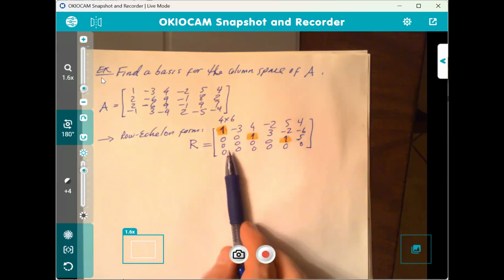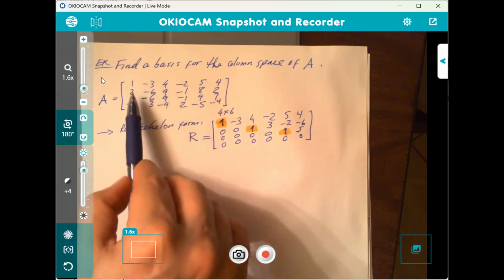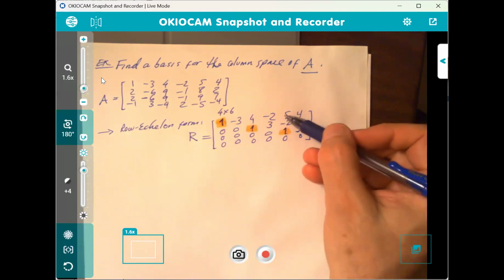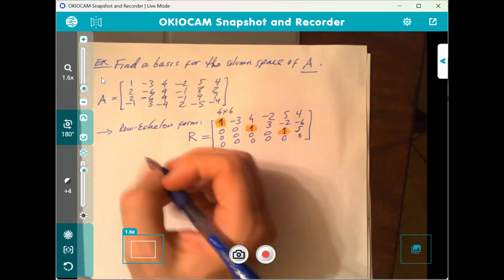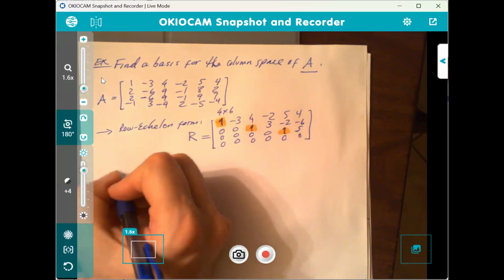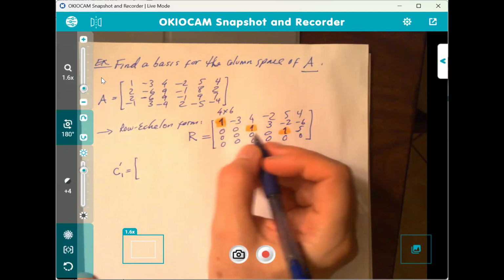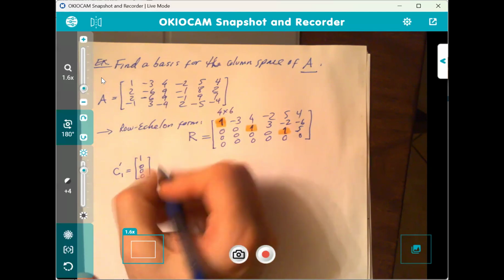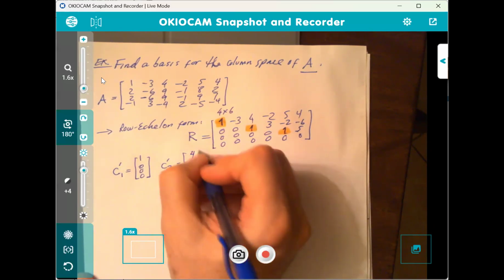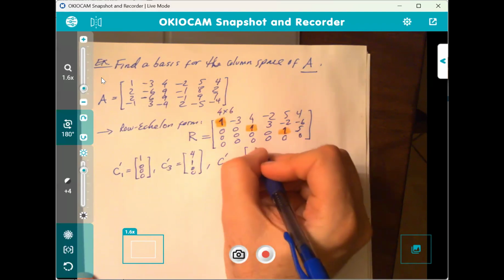So if I can find a basis for column space of this matrix, it will be exactly the same basis for the column space of matrix A. We want to find it for A. So first column, third column, fifth column of R, those that are containing leading ones of the row vectors. So C1, let's say prime. I'm saying prime because it's for the R matrix. It's going to be 1, 0, 0, 0. And C3 prime, that's going to be 4, 1, 0, 0. And finally, fifth column of R, which is 5, negative 2, 1, 0.